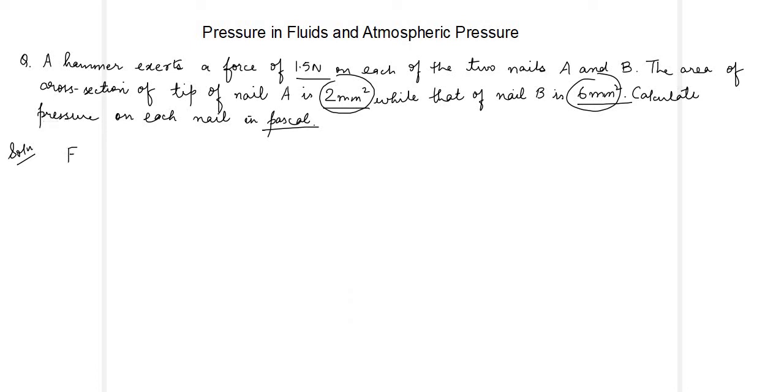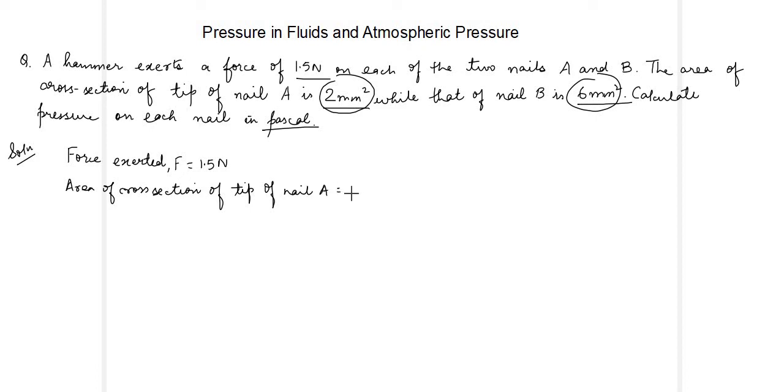So the force exerted on each of the nails, let us call it F, is 1.5 Newton. Area of cross section of tip of nail A, let us call it A1, and this is 2 mm square. So this is basically 2.